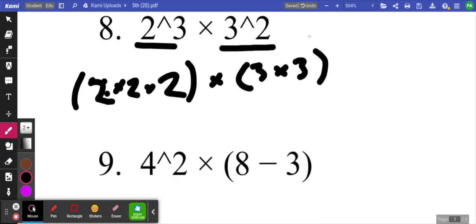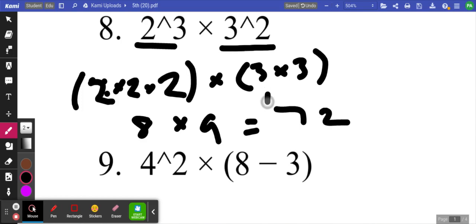So let's continue. Now we have the first parentheses. So 2 times 2 times 2 is 8, and 3 times 3 is 9, and 8 times 9 is 72.